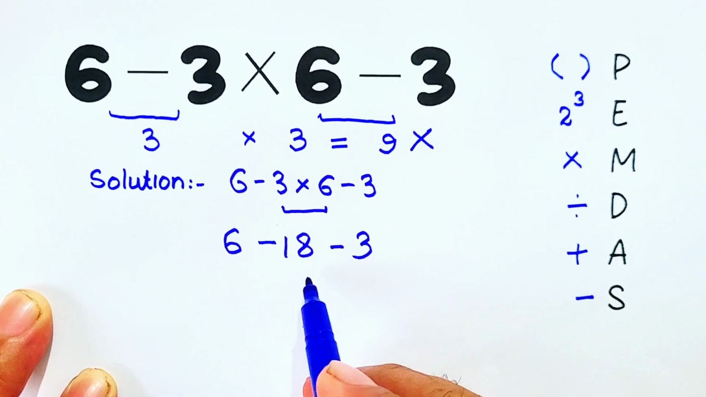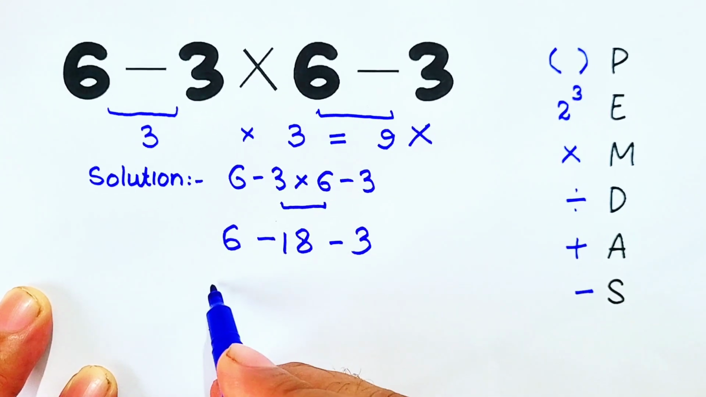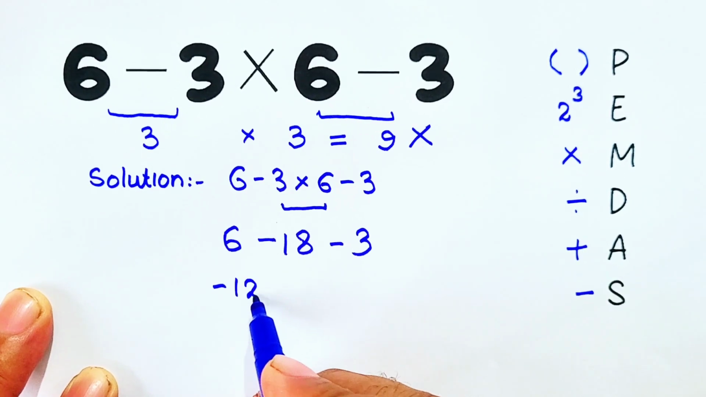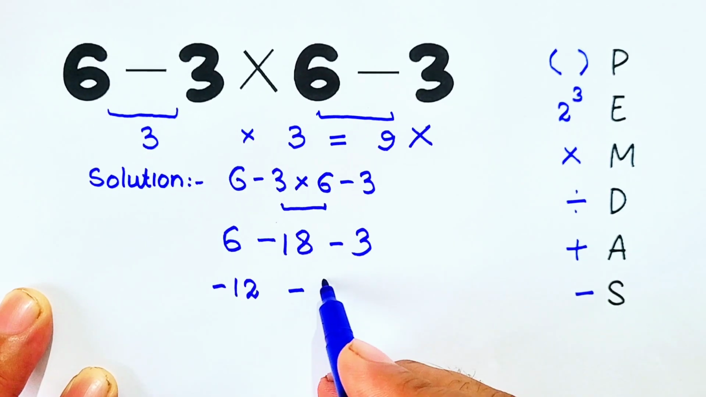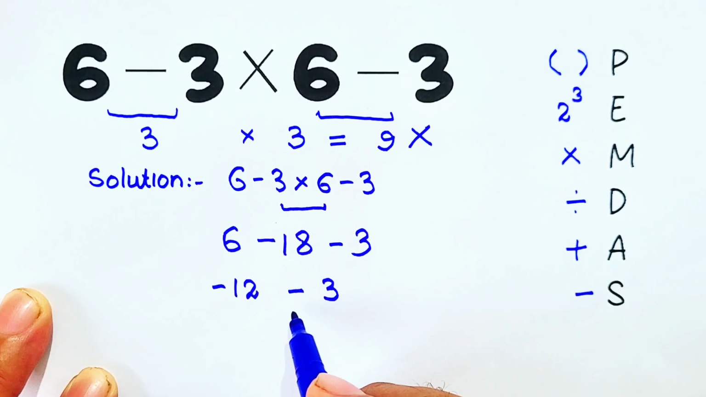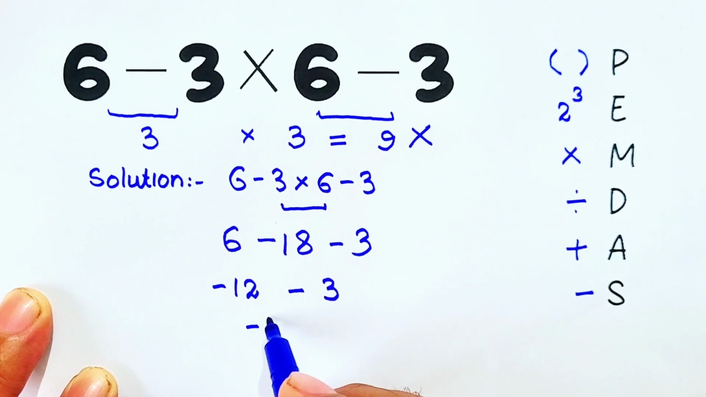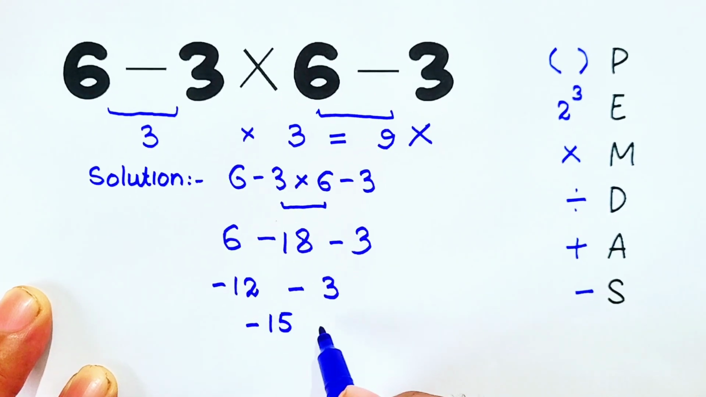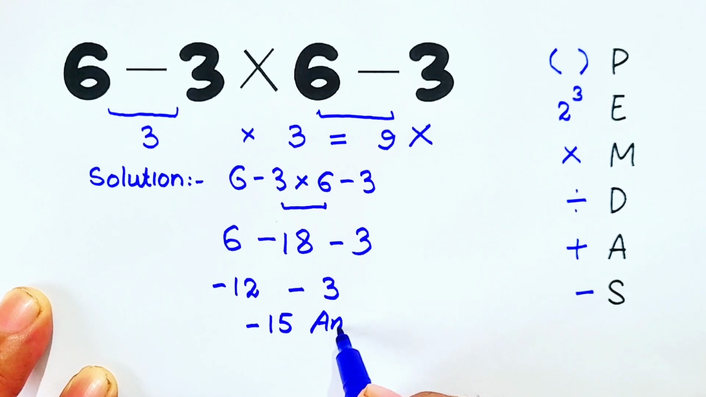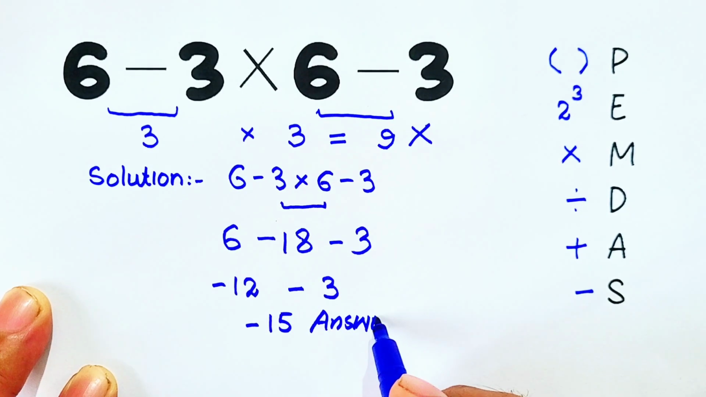Now by moving from left to right, 6 minus 18 gives us minus 12, and here is minus 3, which will be solved to get minus 15. So minus 15 will be the correct answer for this PEMDAS based activity.